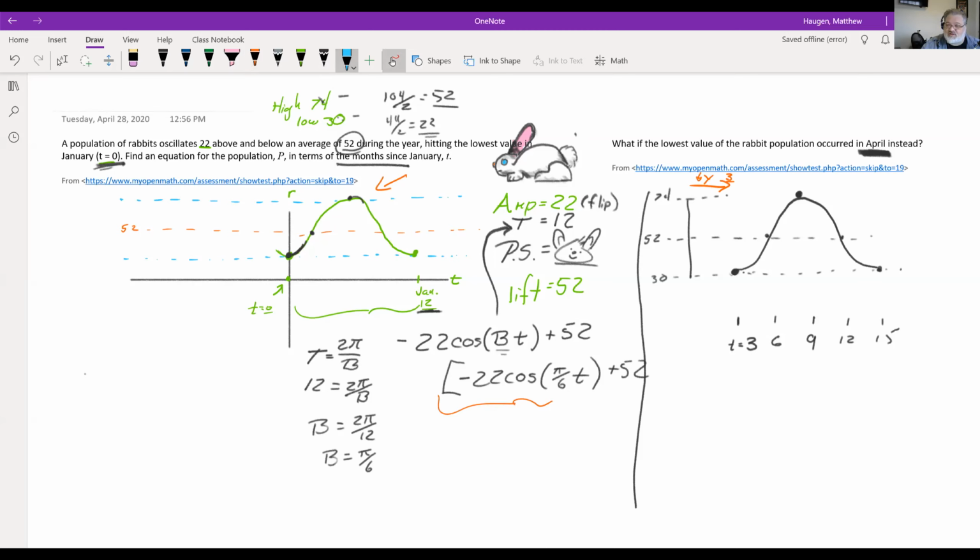However, if we continue this graph back one more, it reaches its equilibrium point at t equals 0. So while we could, and there's nothing wrong whatsoever with doing this as a shifted cosine, we could also do it as a non-shifted negative sine.